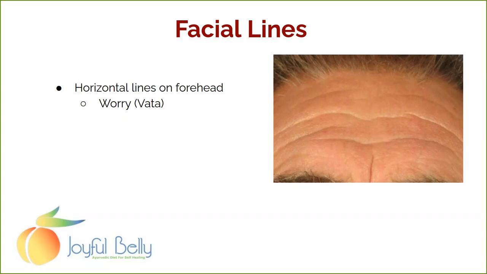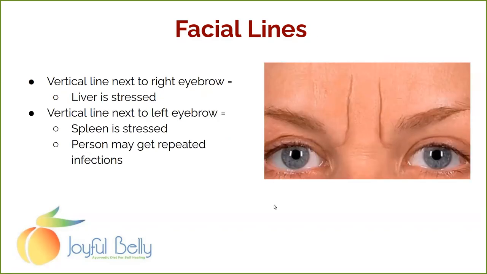When I see these forehead lines, it's usually not on the vata only. It's more like a vata kapha person. And because of their kapha, they get overwhelmed really easily, and they get these worry lines on their forehead. At least that's what I notice.